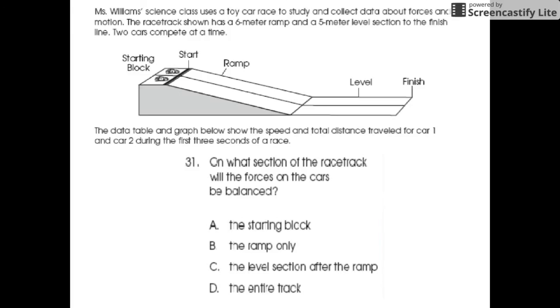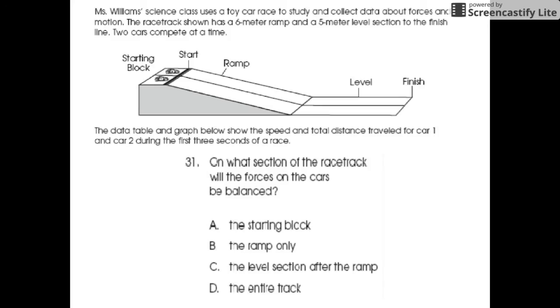Here's another example. Mrs. Williams' science class used a toy car race to study and collect data about forces and motion. The racetrack shown has a 6-meter ramp and a 5-meter level section to the finish line. 2 cars are competing at a time. Now, we didn't need the data table and the graph, so we don't have those included. You don't need them for this question. On what section of the racetrack will the forces on the cars be balanced? We've got the starting block, the ramp, the level section, or the entire track.